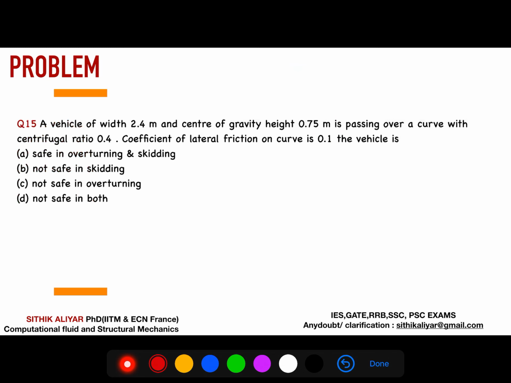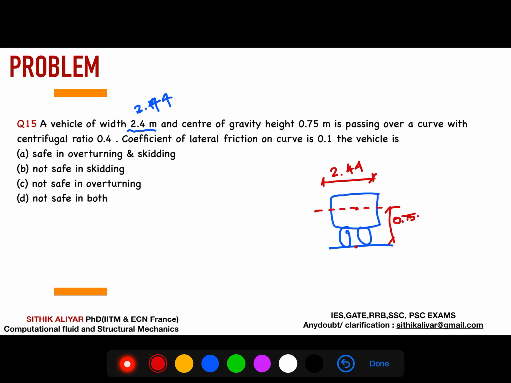Okay, so the next question, they have given a vehicle width of 2.4 meter. This is standard. If you remember, I told you 2.44 is a standard number for any design vehicle, and they have given a center of gravity height of 0.75 meter. So they have given something like this, a vehicle with width 2.44 meter and height 0.75 meter, passing over the curve with the centrifugal ratio.